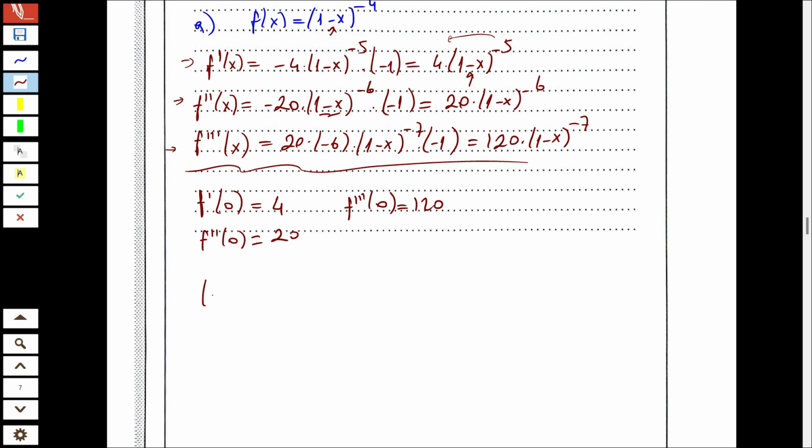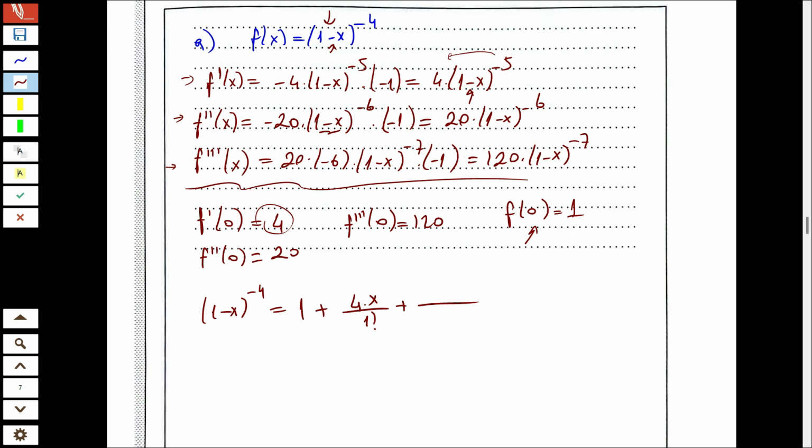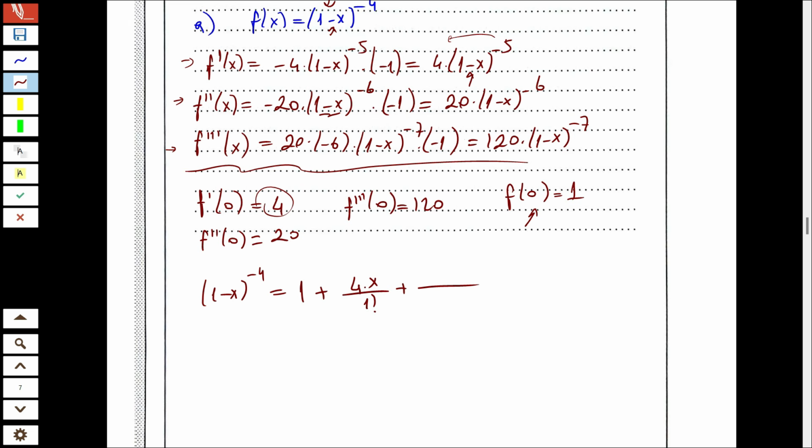So what is the Maclaurin series? 1 minus x to the power of minus 4 equals, by the way, f of 0 will be 1 because you plug in 0 in here. And 1, which is f of 0, plus the first derivative we found, 4 times x divided by 1 factorial, plus the second derivative we found, 20, multiplied by x squared and divided by 2 factorial, plus the third derivative at the point 0, 120, multiplied by x to the power of 3 and divided by 3 factorial. This is the Maclaurin series.